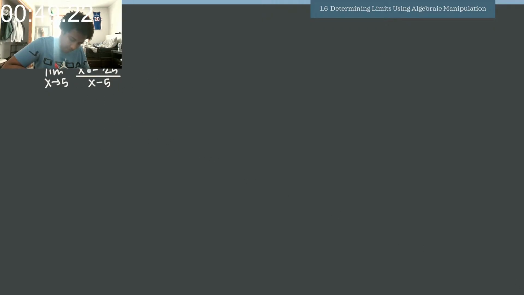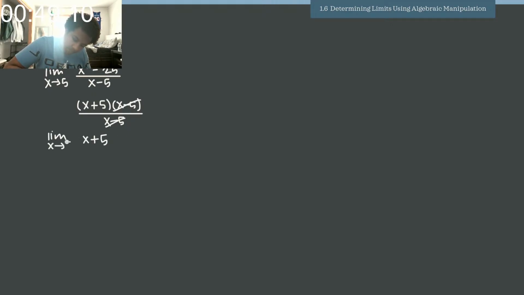What we realize here is that we can factor the numerator into x plus 5 times x minus 5, and then in the denominator, we're still left with x minus 5. And then here, we see that we have a factor of x minus 5 in both the numerator and the denominator. We cancel, and we're left with simply x plus 5. So now we have this limit as x goes to 5 of just x plus 5. We can at this point use substitution, and what we end up with here is 5 plus 5, or 10.